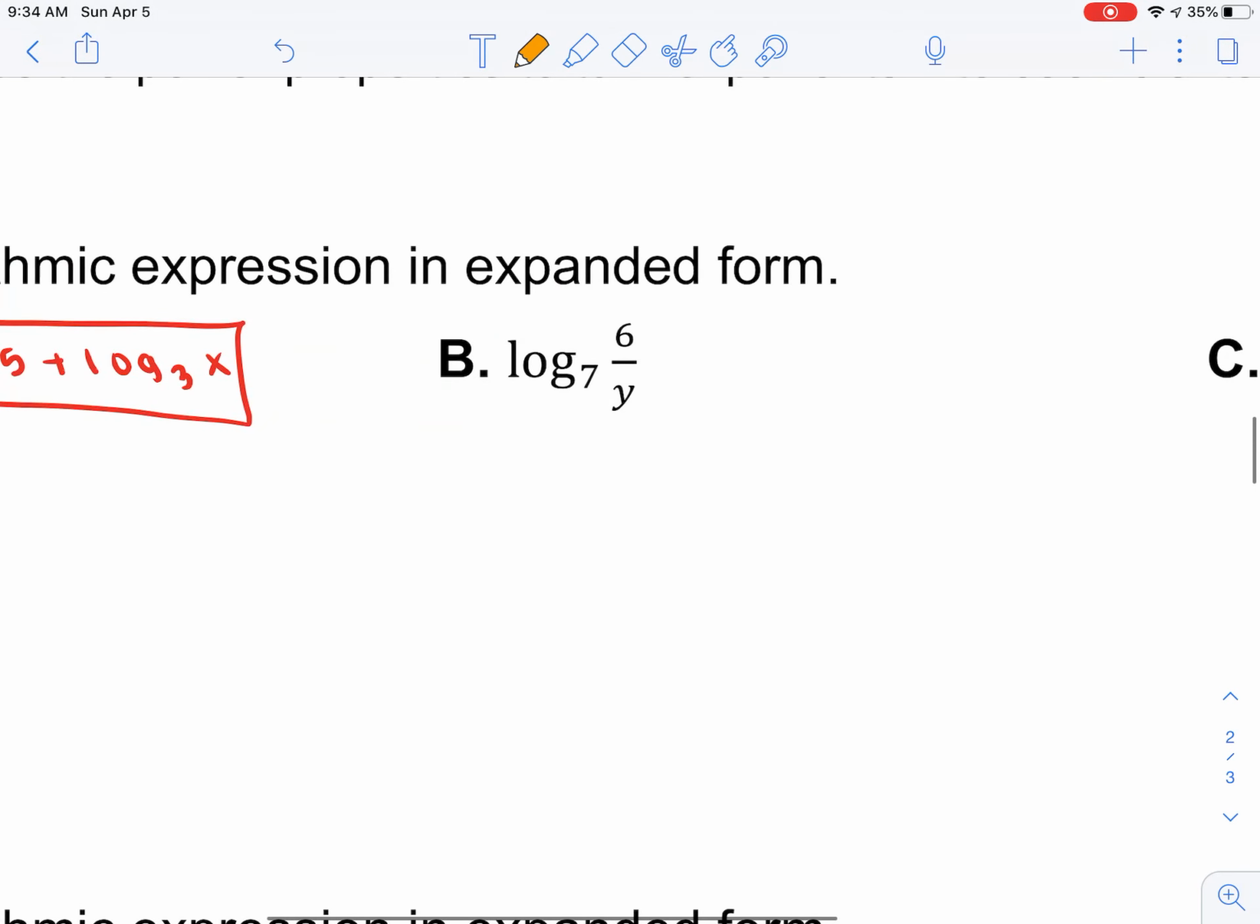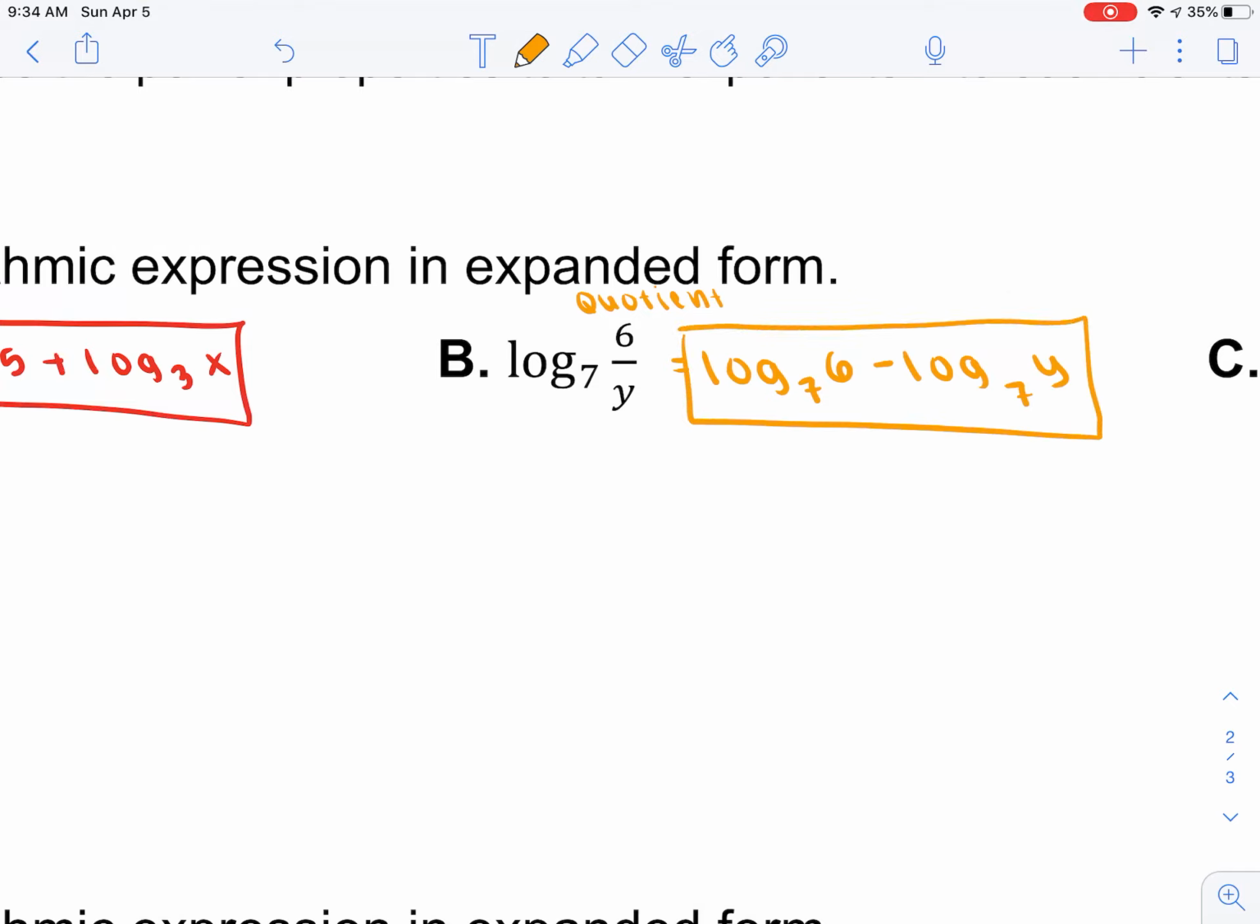Moving on to the next question, I notice a quotient. So I am going to use the quotient property. This becomes log base 7 of the numerator value, 6, minus log base 7 of the denominator value, y. And that is your final answer.